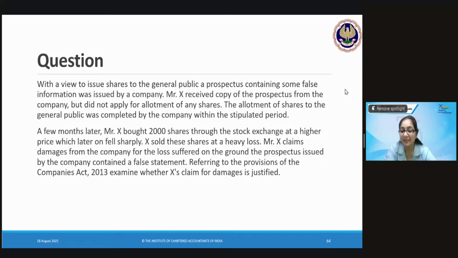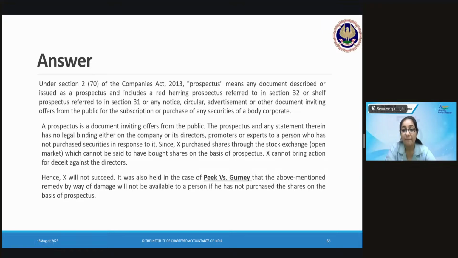Yes, Jaya, is she correct? Yes, ma'am. Anything else you would like to add? No, ma'am, it is like that. And one can claim the damages only if he purchased the stocks on the basis of the prospectus. Very nice. Excellent. Both of you have answered it beautifully. Good. And many have written the correct answer in the chat box also.